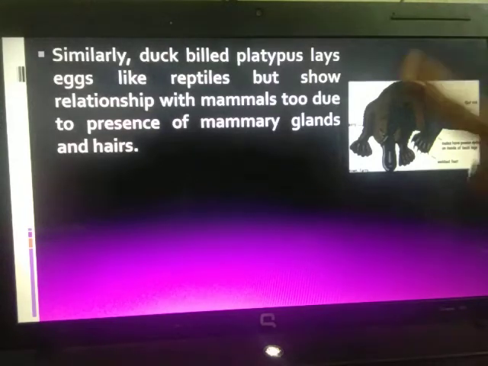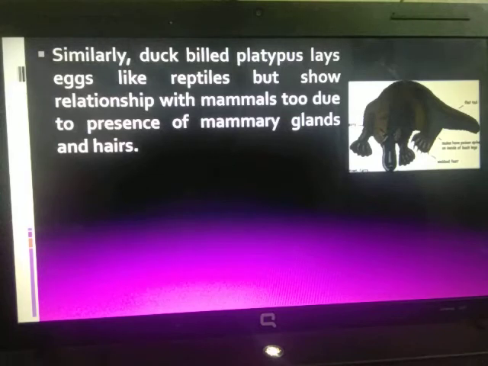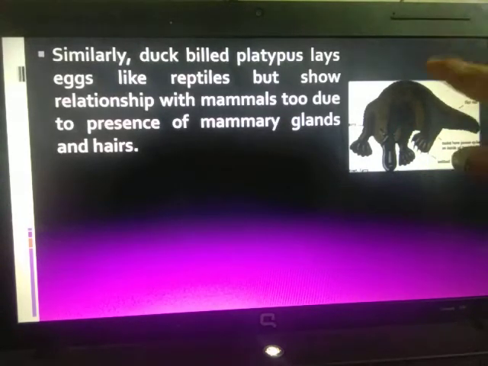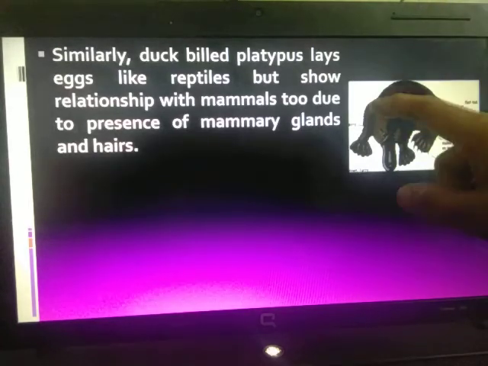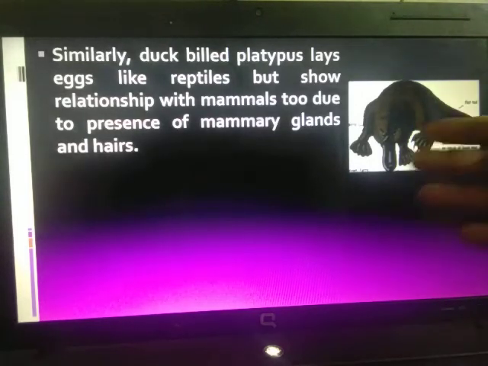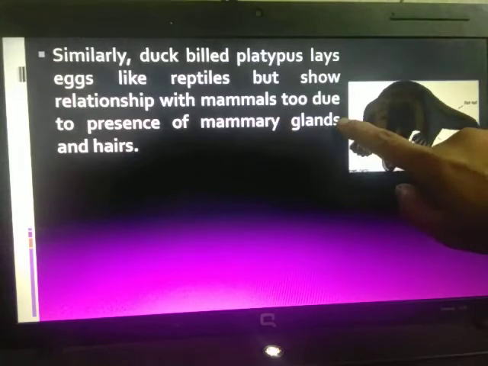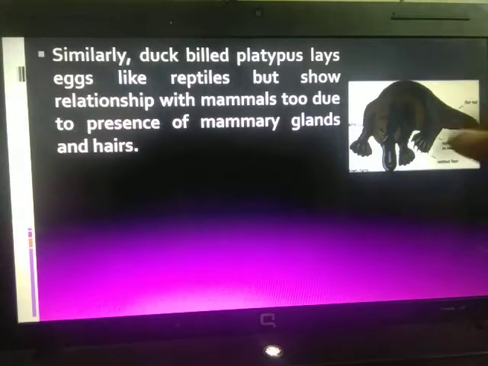First thing is the duck-billed platypus lays eggs like that of the reptiles. Fine. So they are laying eggs like that of the reptiles, and though they are laying eggs, they are feeding their young ones. That means they have mammary glands like that of the mammals. Mammals means all the human beings, or maybe cat, dog, all these are called mammals because they have the presence of mammary glands to feed the young one. Okay. So it is laying the eggs but feeding the young one.